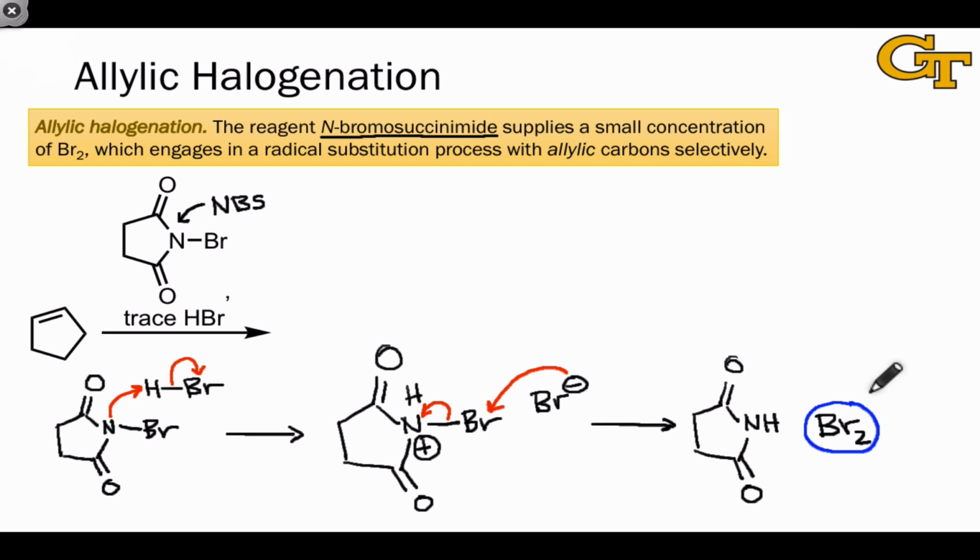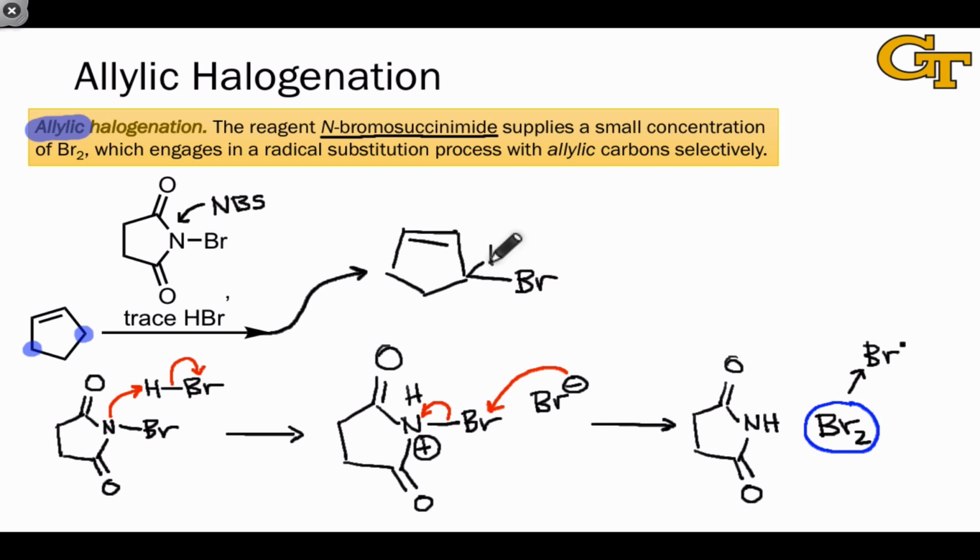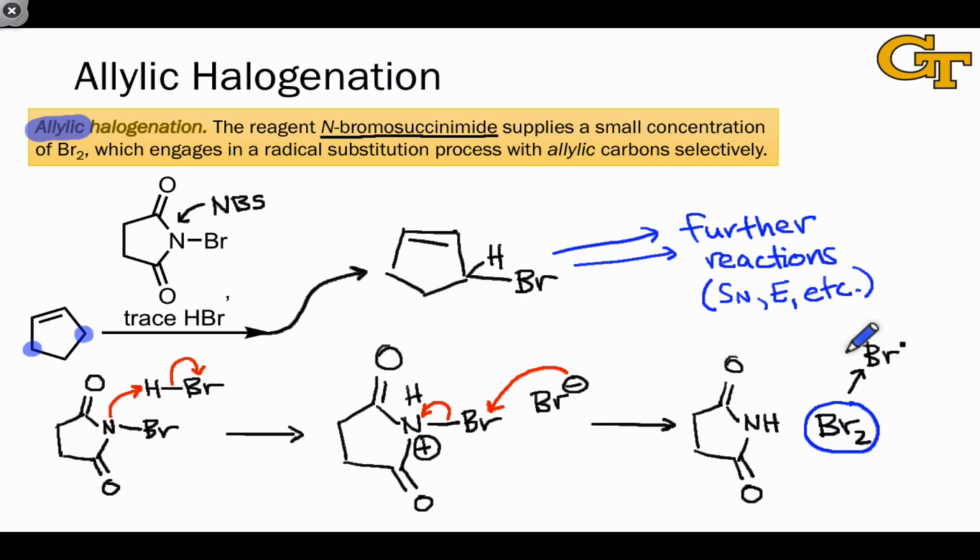The very small amount of Br2 generated in this process participates selectively in radical halogenation via the formation of bromine radical. And in a substrate that contains a double bond, this reaction will occur selectively at the carbons adjacent to the double bond, the allylic carbons. This substrate has two allylic carbons, but they're equivalent to each other. The final product here, after radical halogenation, is the product of substitution at one of the allylic positions of bromine for hydrogen. And the nice thing about this, just like in the photohalogenation case that we saw previously, is that this substrate can then be taken on to further reactions, like nucleophilic substitution, elimination, or others.